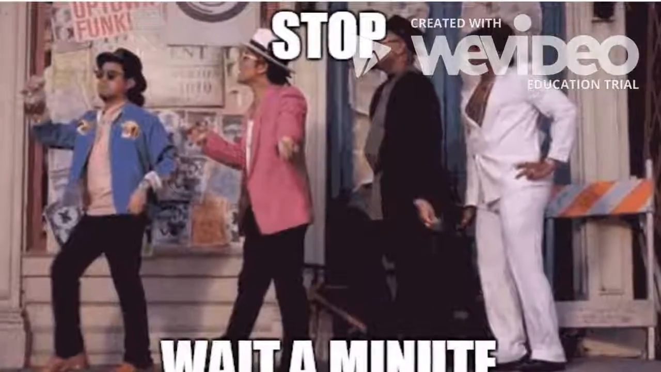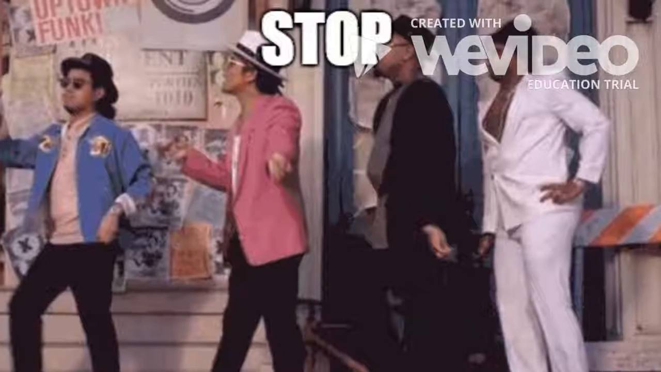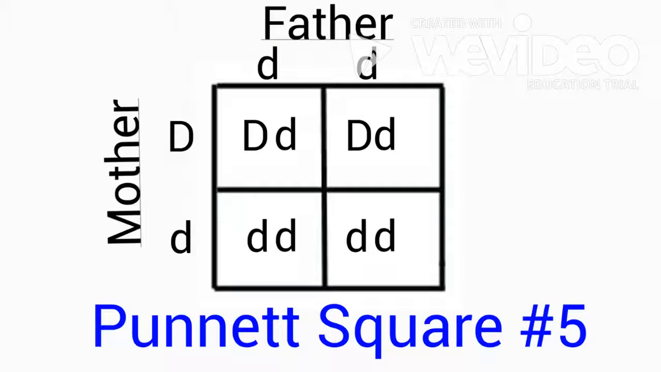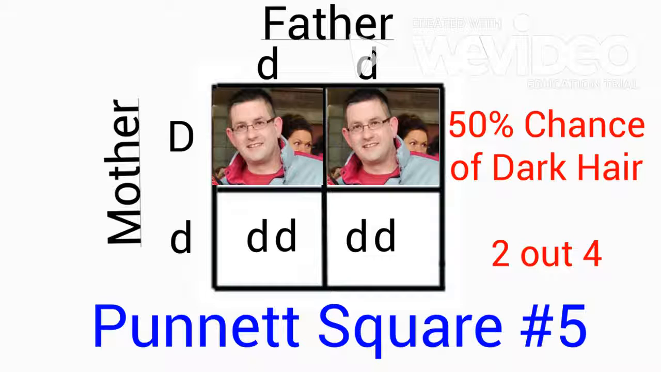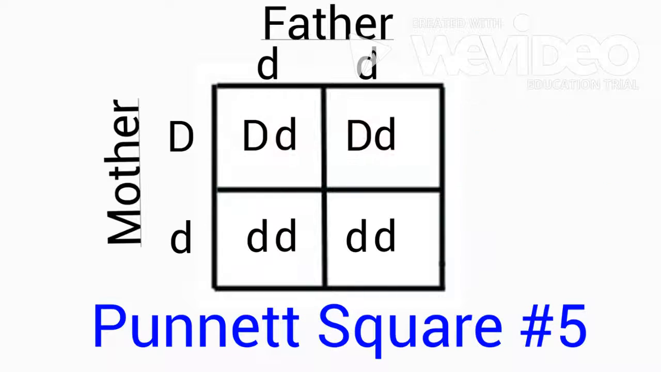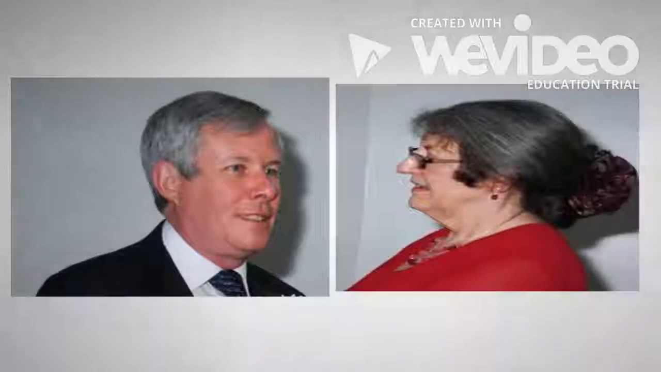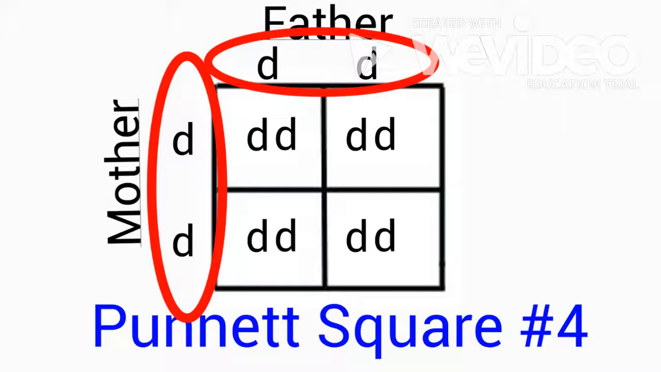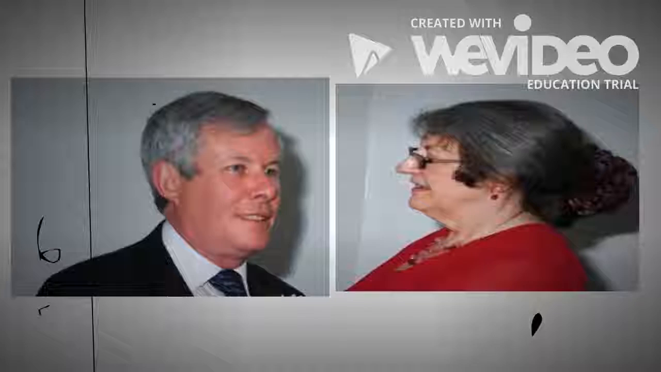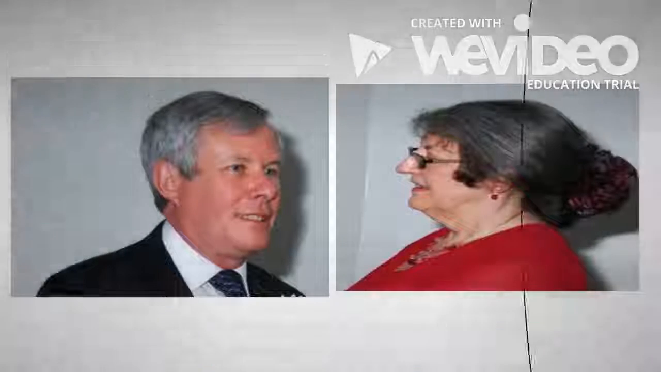But wait a second, Mr. Abbott, what about Punnett squares 3 through 5? Why won't those work? I mean, if I take a look at Punnett square number 5, that one has a 50% chance of having a kid with red hair and a 50% chance of having a kid with brown hair, right? So I look at the dominant and the recessive alleles, and that works. If you said that, you're correct. However, remember that neither of my parents have red hair. Punnett squares 3 through 5 have at least one parent with red hair. Since both of my parents have dark hair, that does not work.